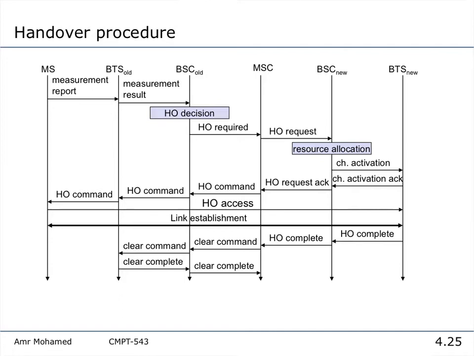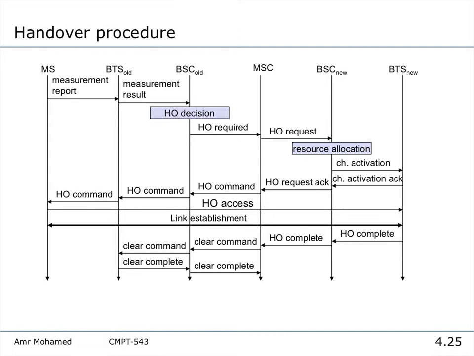Okay? So then and only then, it sends a command to the mobile station first to establish the handover access. The handover command here establishes the connection end-to-end between the mobile station and the new PTS. So now I have an end-to-end link between the mobile station and the new PTS. Until this stage, the mobile station did not release the resources yet. So I have to make sure that this end-to-end link is established between the mobile station and the new PTS.